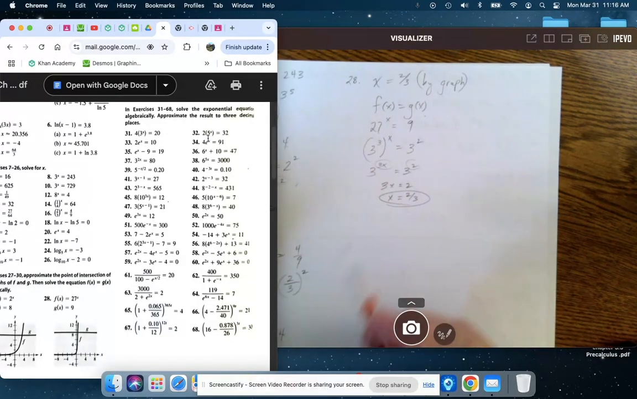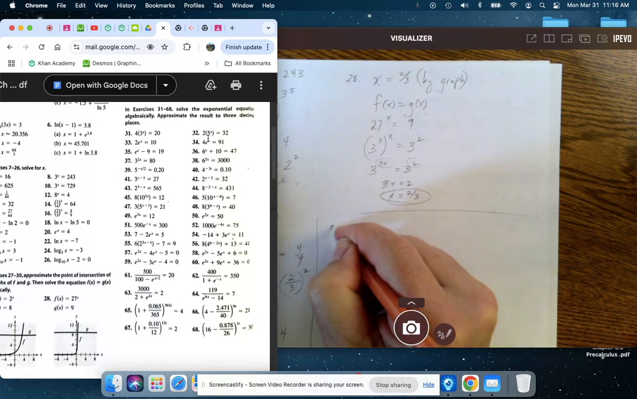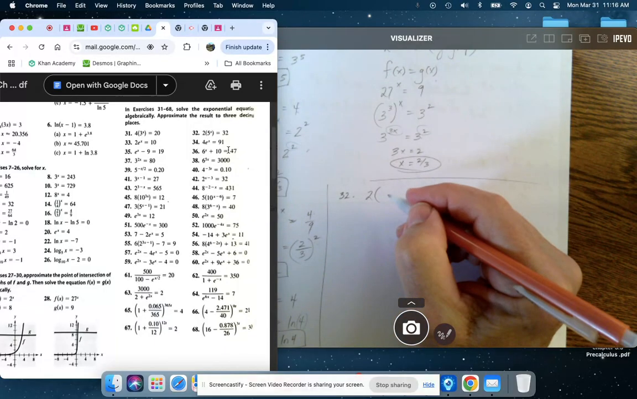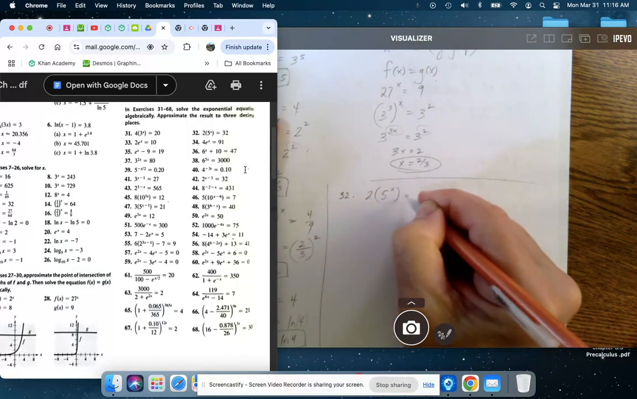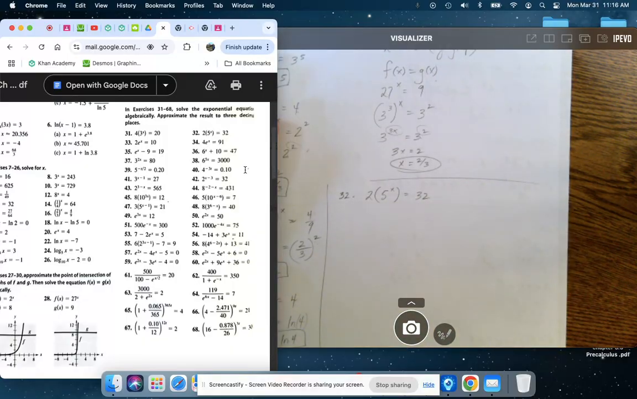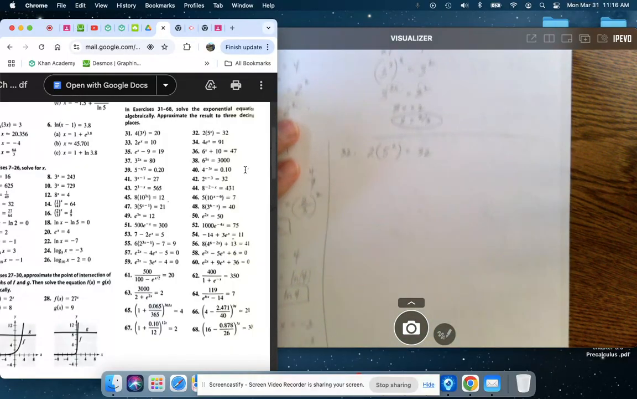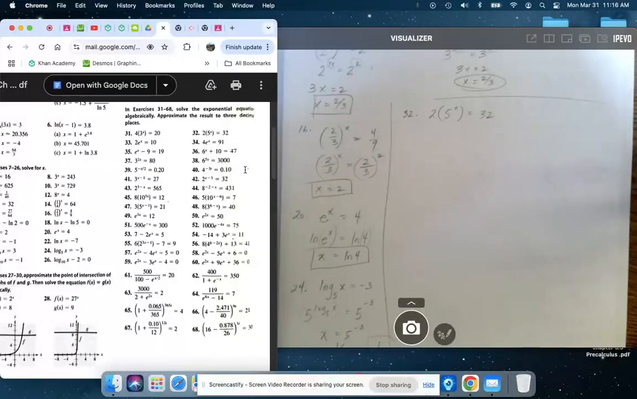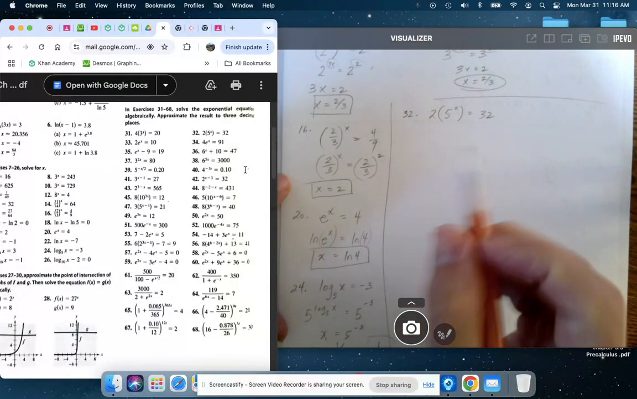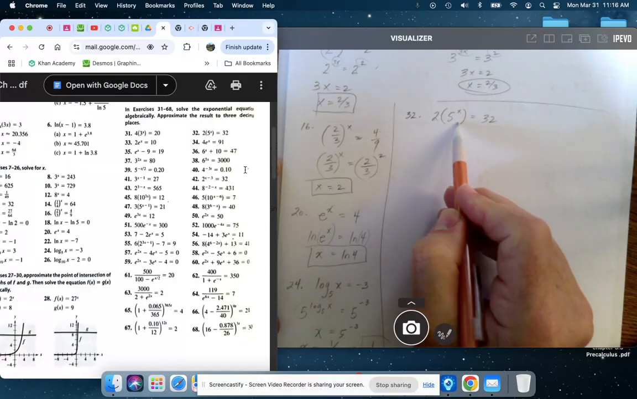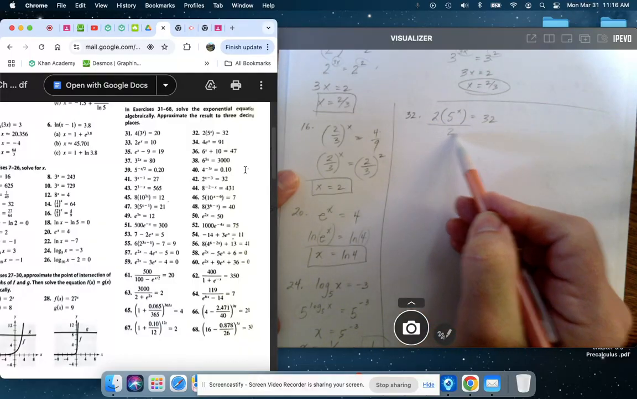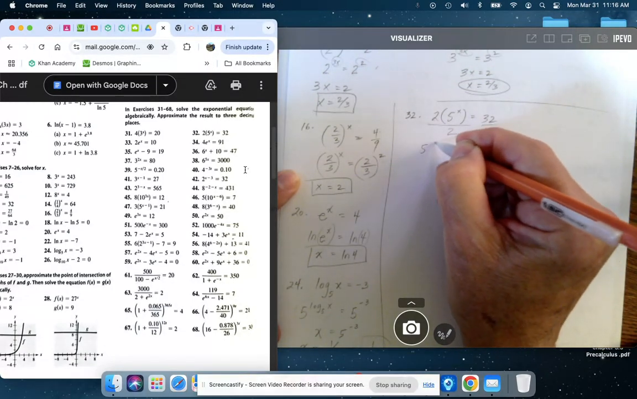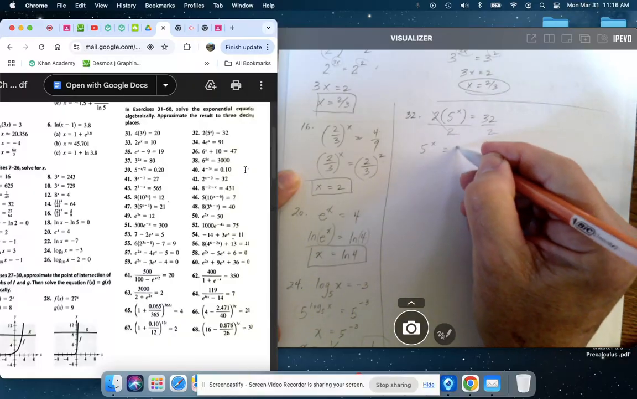Okay, so looking at 32, we have 2 times 5 to the x equals 32. All right, now remember, there's not one way to do these, but there are certain ways that are advantageous. So for instance, the first thing I want to do is get rid of that 2. It's in the way here, right? So I can divide both sides by 2. And that's going to give me 5 to the x, so those cancel, equals 16.